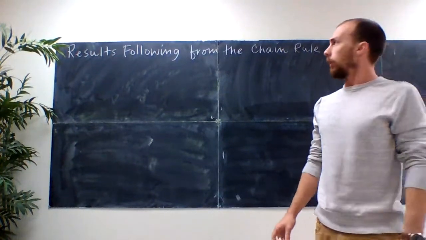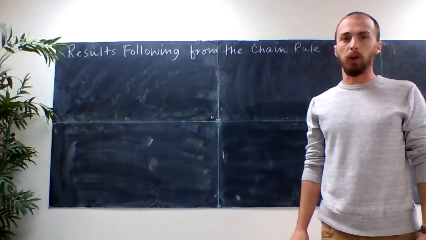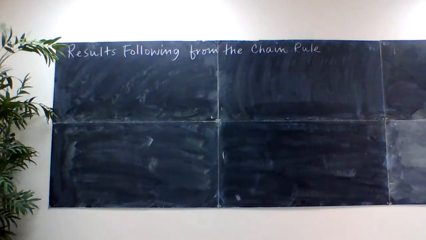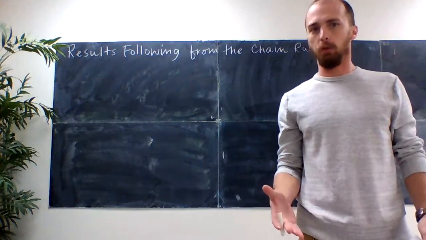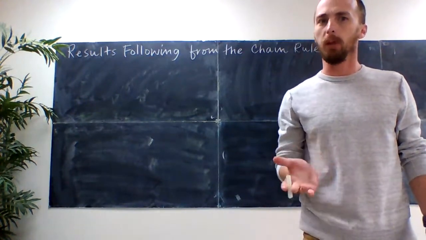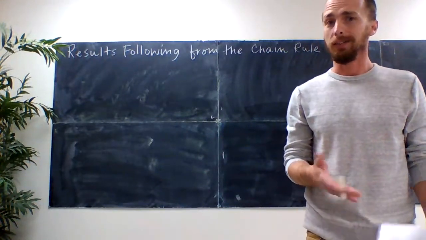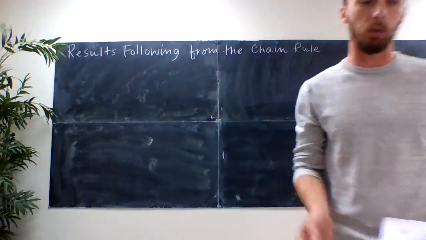In this video, I'm going to be talking about some results that follow directly from the multivariable chain rule, which I went through in the last video. And so the first one that I want to talk about is some stuff about the directional derivative. Why does that formula where we just dot the gradient with the unit vector in the direction we're interested in to get the directional derivative, why does that work? And so that's what I'm going to start with.